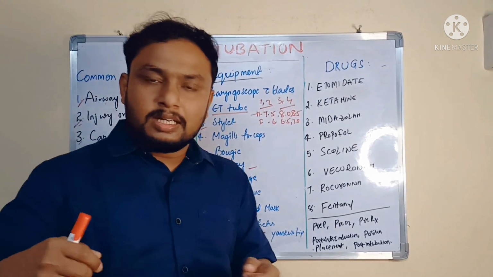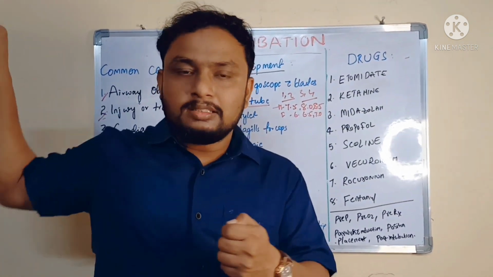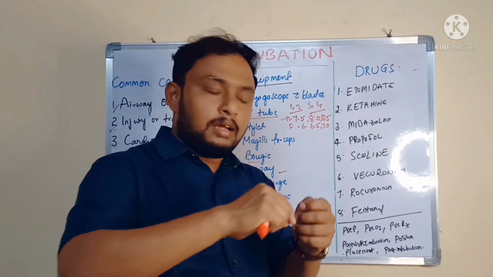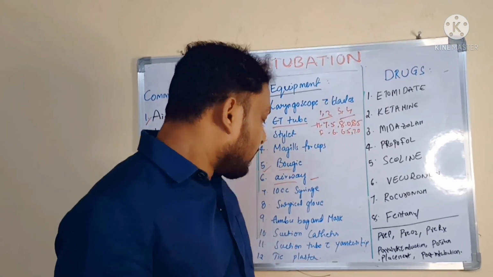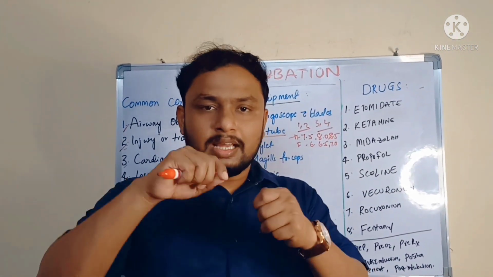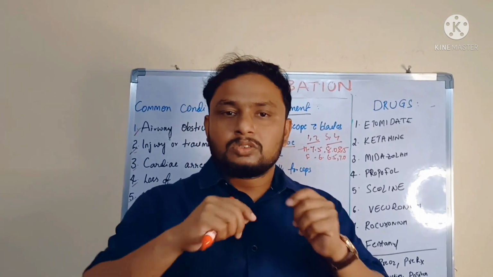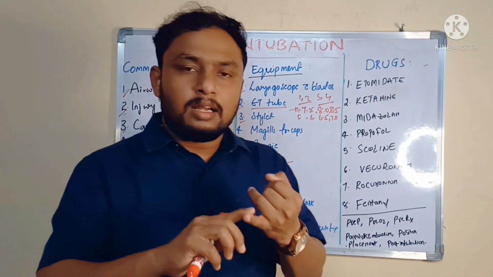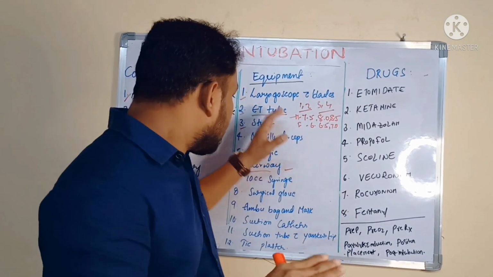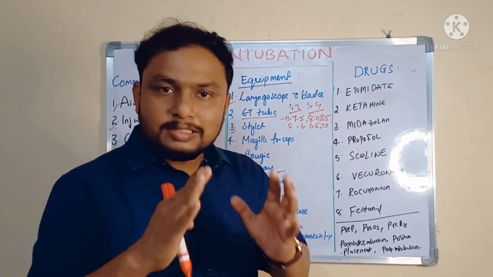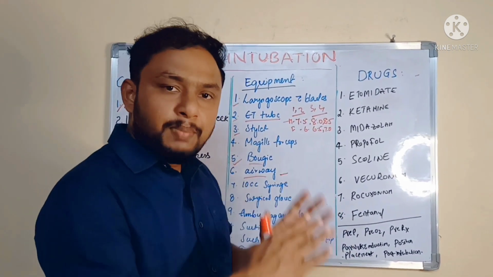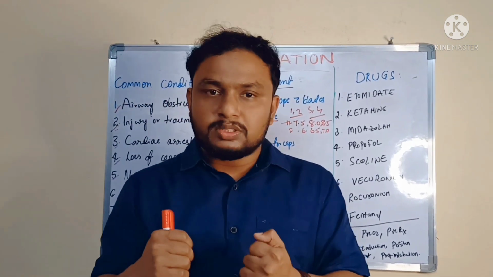Okay, the Yankauer suction set to connect to the central suction port, and suction catheters also kept ready, and ties or plasters. ET ties will be there to secure the ET tube. So to tie, we need ET plasters or ties. So these are the minimum equipment kept ready at the bedside for doing the intubation procedure.